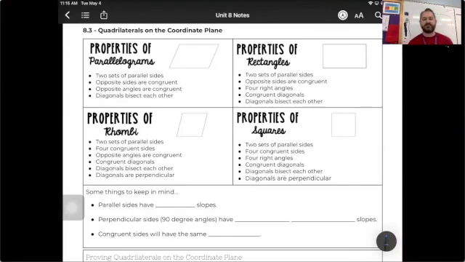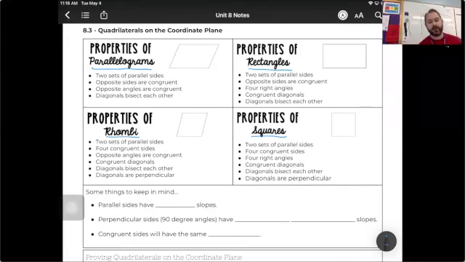In today's lesson video, we're taking a look at quadrilaterals in the coordinate plane. Now remember, a quadrilateral is a four-sided polygon, and we're looking specifically at these main quadrilaterals: parallelograms, rectangles, rhombi, and squares. And so the first thing I want you to look at is these characteristics of these shapes.